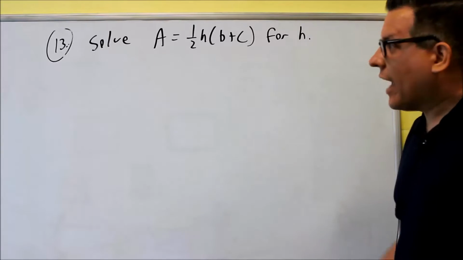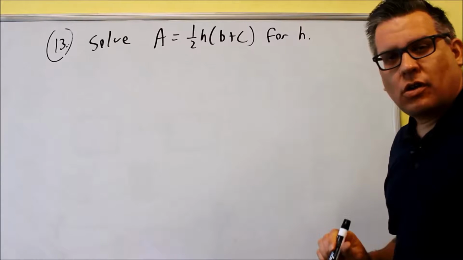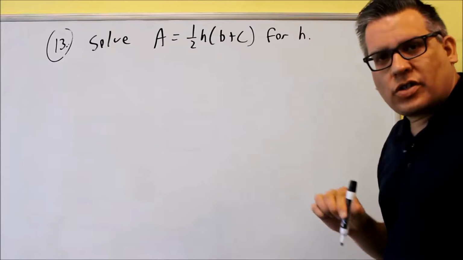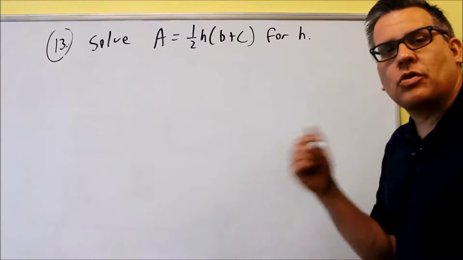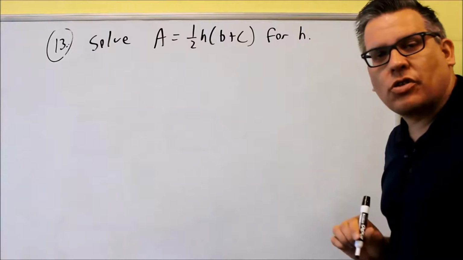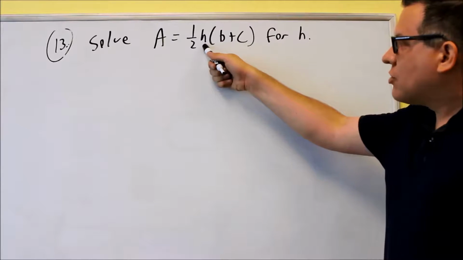For 13, they're asking you to solve for h, but all we have here is letters. So we can still do this. Even though we don't have numbers, we're still going to use exactly the same algebraic techniques you've been using before. It's just that now we're doing that with letters instead of with numbers. We want to isolate the h that's right here.